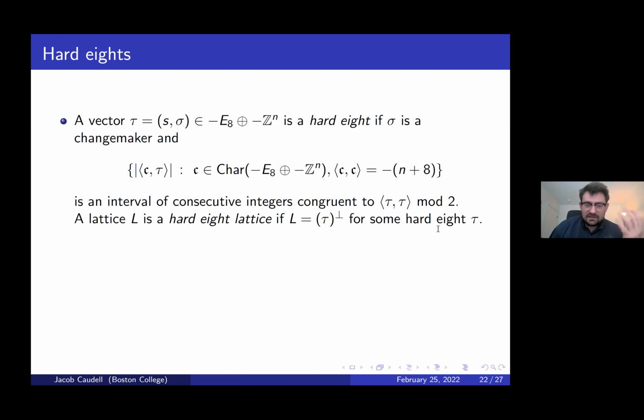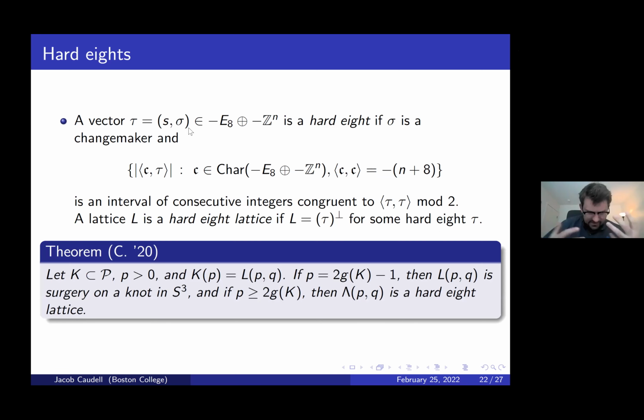And so a lattice L is a hard 8 lattice if it can be realized as the orthogonal complement of some hard 8 vector. And so the first theorem that comes in is that if K is a knot in the Poincaré sphere, p is a positive integer, p surgery on K is L_{p,q}, then if p is equal to 2g minus 1, then L_{p,q} is surgery on a knot in S^3, and if p is at least twice the genus of the knot, then Λ_{p,q} is a hard 8 lattice. It embeds as the orthogonal complement to a hard 8 vector in some lattice of this form.